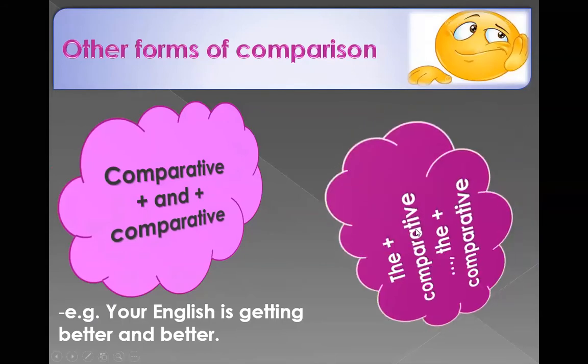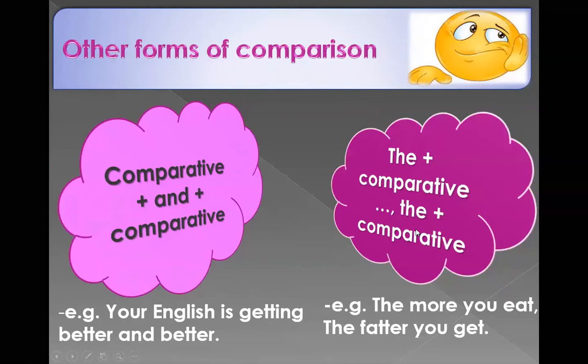Give me an example of this. The more you eat, the fatter you get. The more you study, the higher marks you score. So there are two new forms of comparative: your English is getting better and better, and also the more you eat, the fatter you get. The more you study, the higher marks you get.